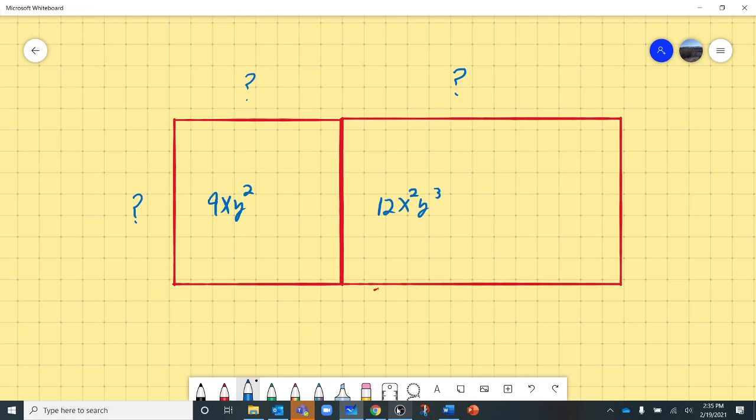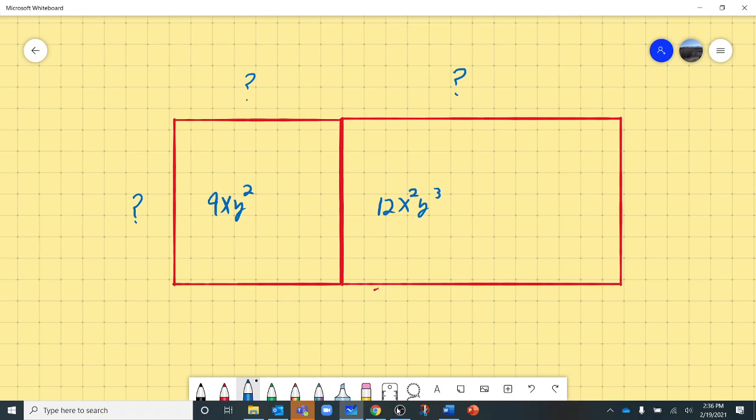So go ahead and try this and then watch the video, see if you had the same idea and see if you come up with the same answer. To start with, figuring out the two dimensions, it almost looks like a square. It's actually a rectangle. For the 9xy squared, there's a couple different ways I could do it, and the 12x squared y cubed, again, a couple different ways. To find the area, remember it's length times width.